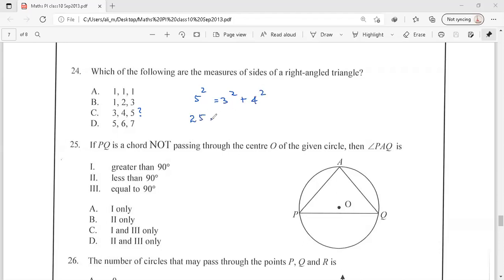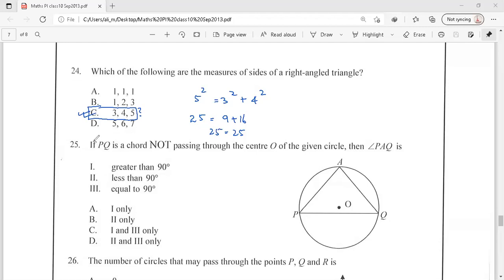So 25 will be equal to 9 plus 16, and 25 equals 25. So Pythagoras theorem is applicable in this triplet of sides. This means that these three sides are of a right angle triangle. So option C is the right answer.